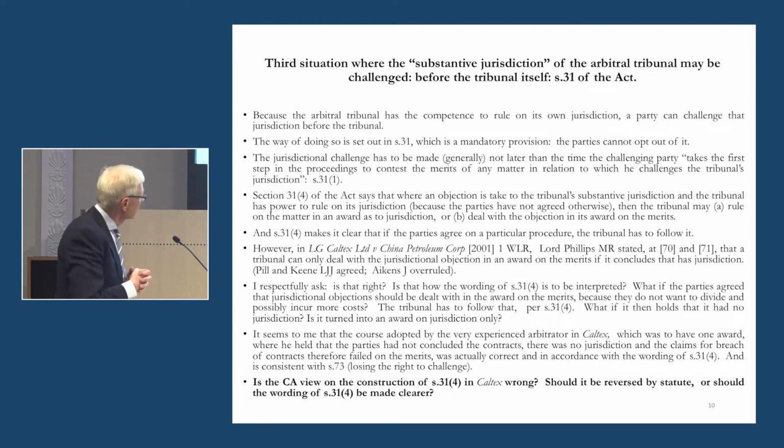And I suggest that the very experienced arbitrator in Caltex, who decided to have one award where he held that one of the parties had not been a party to the contract, it wasn't a concluded contract, so he had no jurisdiction, and he also said the claims for breach of contract therefore failed on the merits, was the right way to do it and was in accordance with the Act. So, was the Court of Appeal's view on the construction of Section 31.4 in Caltex wrong? Should it be reversed by statute? Or should the wording of the section be made clearer? Those are the questions I ask.